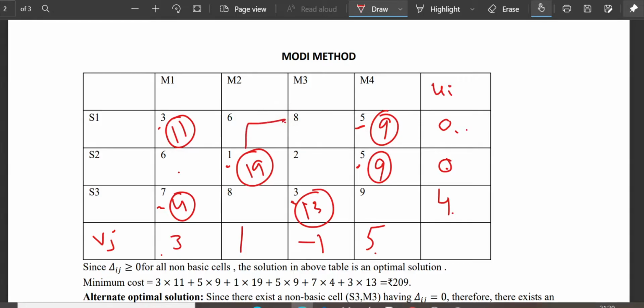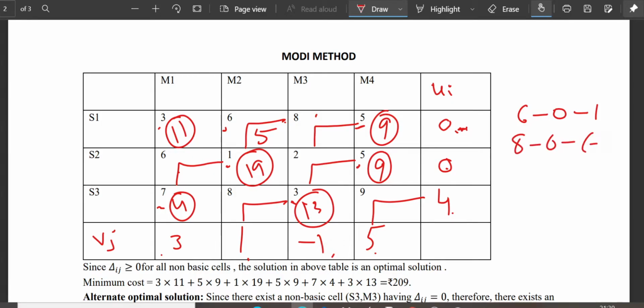Now we will calculate the corresponding delta ij for non-basic cells, right? So come here. This is the Cij. The corresponding ui is this 0 and the corresponding vj is this 1. So Cij minus ui minus vj, right? This is the corresponding delta ij. So it is coming out to be 5. Now come here. This is 8. Corresponding ui is 0, 8 minus 0. And the corresponding vj is minus 1. So 8 minus 0 minus minus 1. So it will become 9.